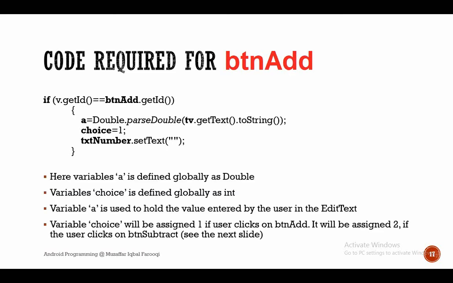This is the code to be executed when the user clicks on plus button at runtime. Here we are using variables a and another variable choice. It is important to note that these variables are defined globally. Variable a will store the value composed by the user before clicking the plus button. Variable choice is used to see what button is pressed for processing. It will hold the value 1, if plus button is clicked. It will hold the value 2, if minus button is clicked. Similarly, it will hold the value 3 and value 4 if the user clicks on multiplication or divide button. This is explained in the next slides.